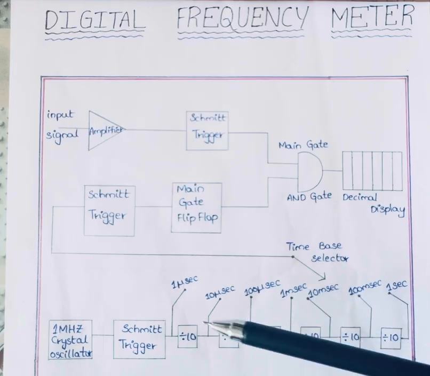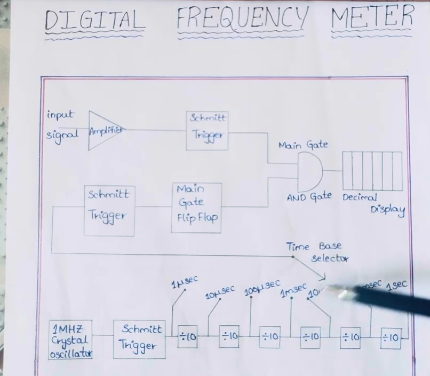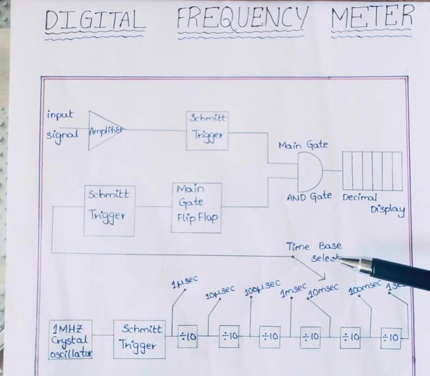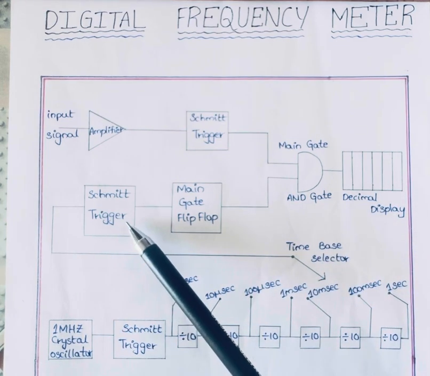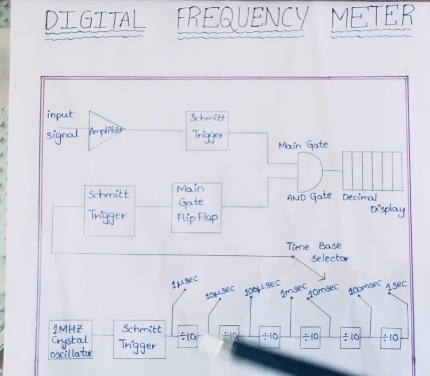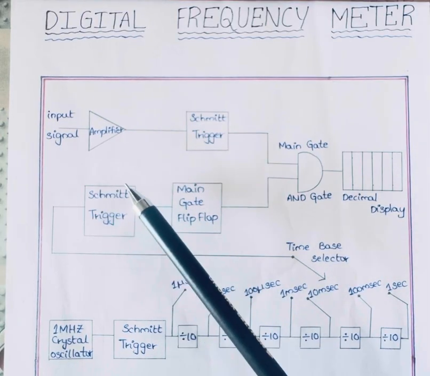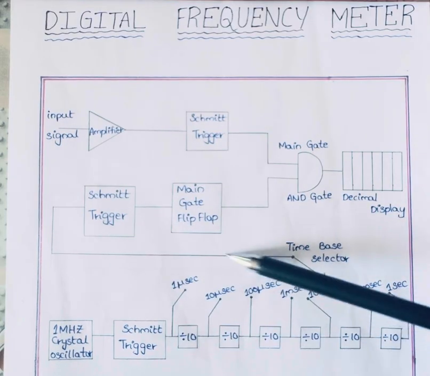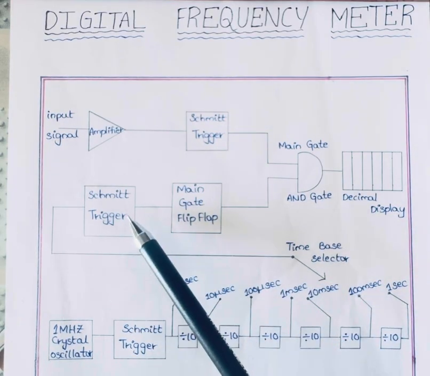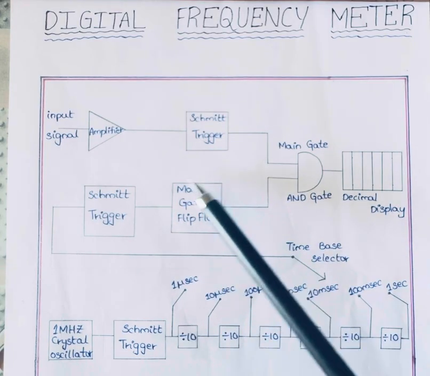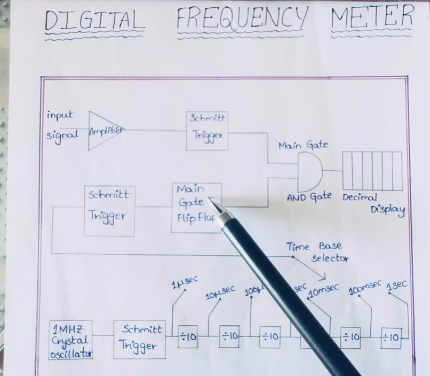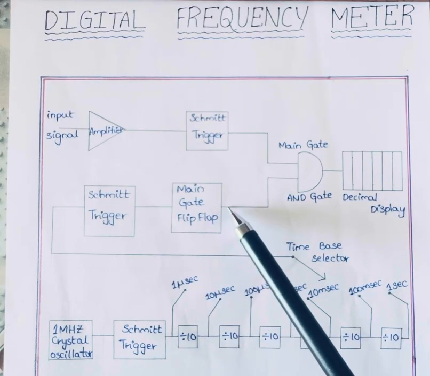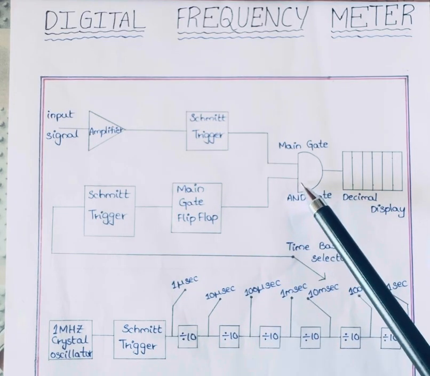We can select any one of the time slots by using this time base selector, and that signal is given to the Schmitt trigger. Then the corresponding time slot signal is generated by this Schmitt trigger, depending on our applied time. And that is given as an input to the main gate flip-flop. Whenever it becomes high, it will send a signal to the main gate.